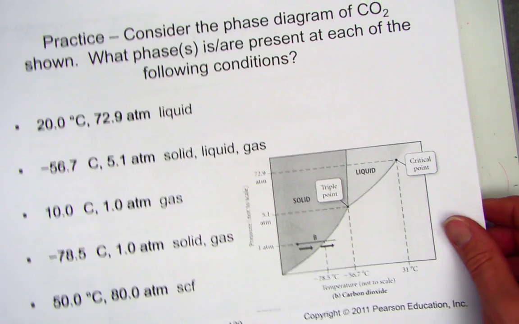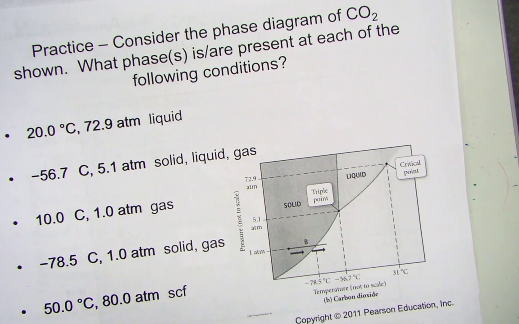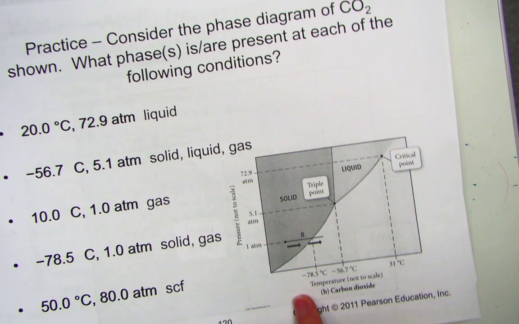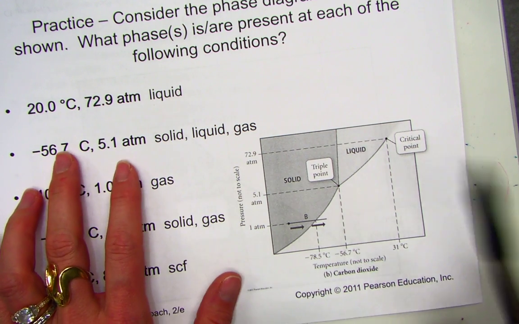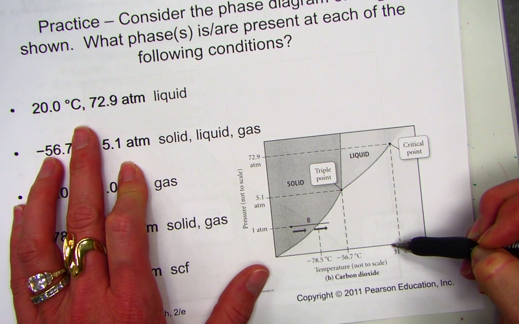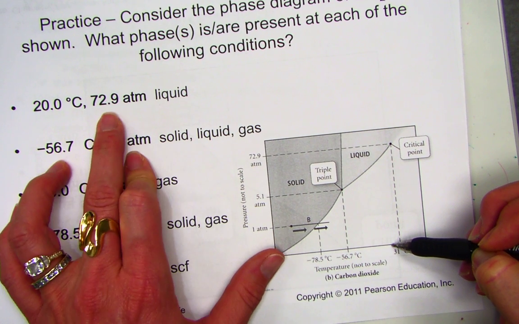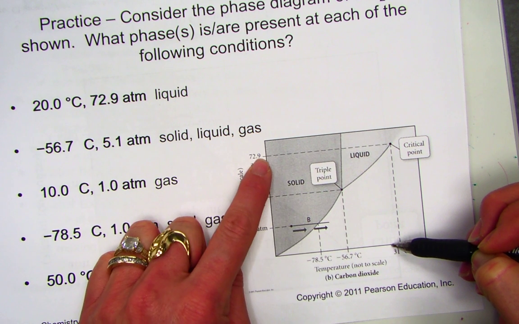You will see some practice problems just reading graphs. It's a graph reading skill. Consider the phase diagram of carbon dioxide. What phase is present at each of the following conditions? Let's find 20 degrees Celsius, roughly about here, 72.9 atmospheres. So 72.9 atmospheres.